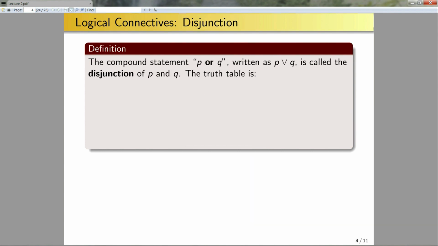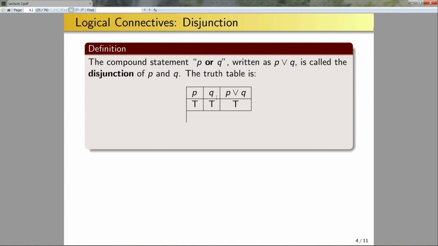Now let's look at disjunction. So the compound statement P or Q, written as P ∨ Q, is called the disjunction of P and Q. So the truth table for this will simply be written as follows. So again, I'm going to have 4 entries to this table.